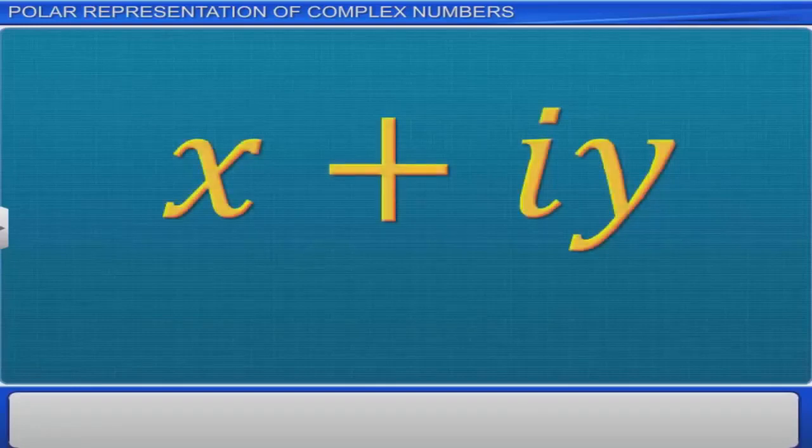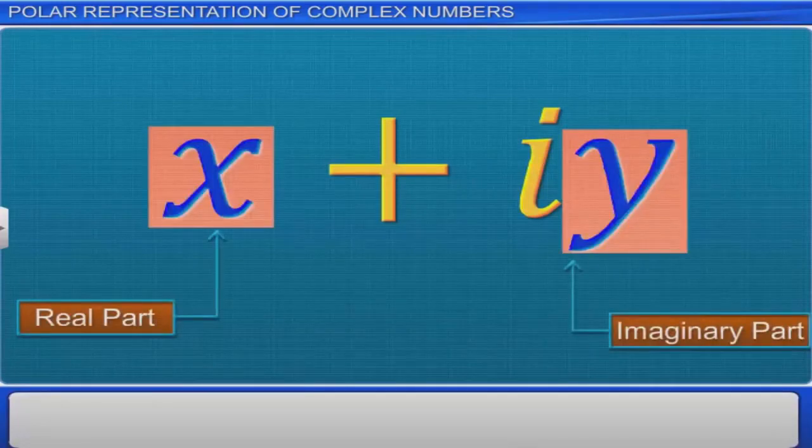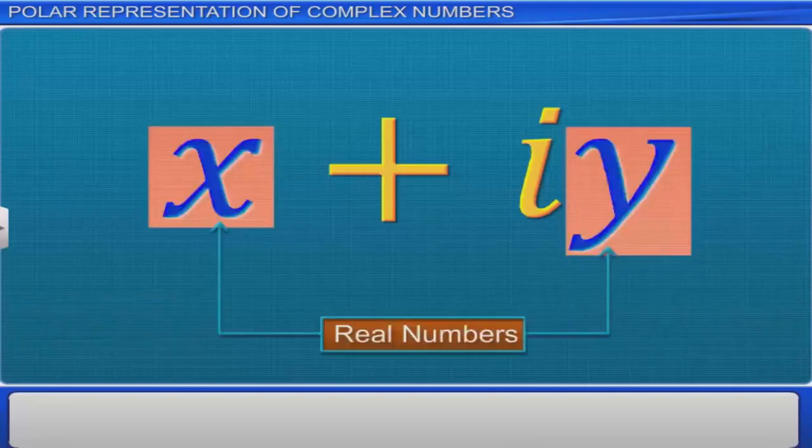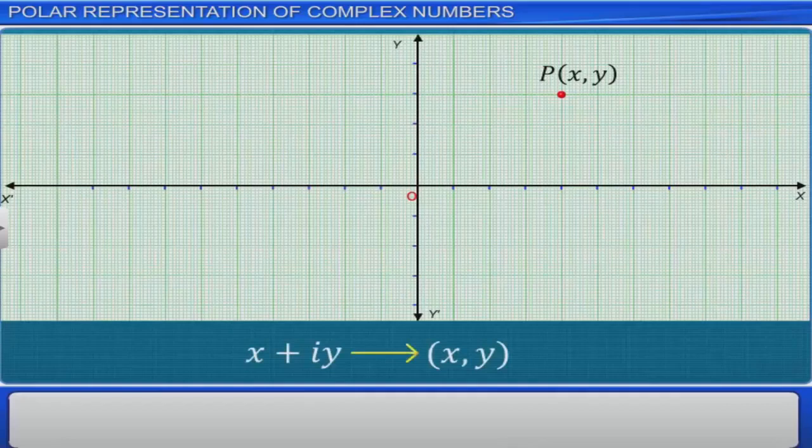Let's consider a complex number x plus iy. The real part of the complex number is x, and the imaginary part is y. Both x and y are real numbers. We know that an ordered pair of real numbers can represent a unique point in an xy plane. Let's consider an ordered pair x, y, which is represented by point P in the xy plane. If this complex number corresponds to the ordered pair x, y, then it can be represented by the unique point P(x, y) in the xy plane.